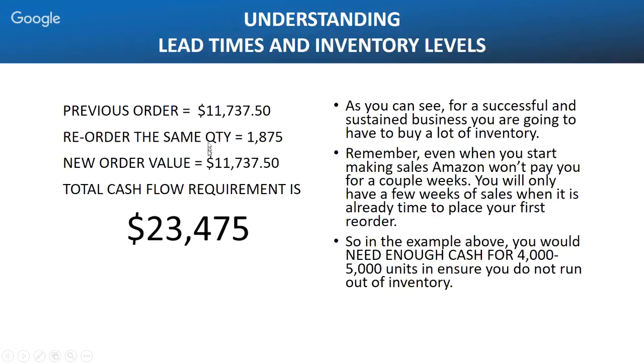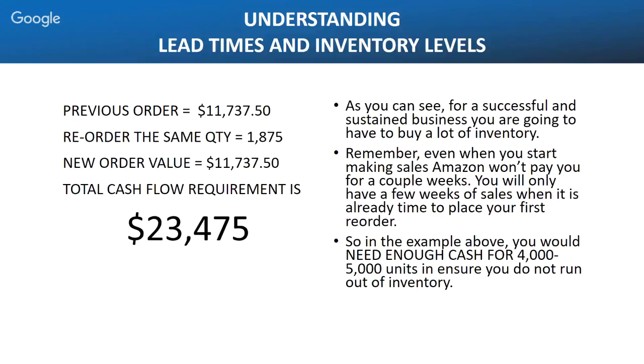Now, bearing in mind this is cost and not sales revenue. So if we're buying a product for $5.75, we'll probably be selling that for $20 potentially. Okay, so your revenue is going to be there. As you can see, for a successful and sustainable business, you're going to have to buy a lot of inventory. Remember that when you start making sales, Amazon won't pay you for a couple of weeks. You will only have a few weeks of sales when it's already time to place your next order.